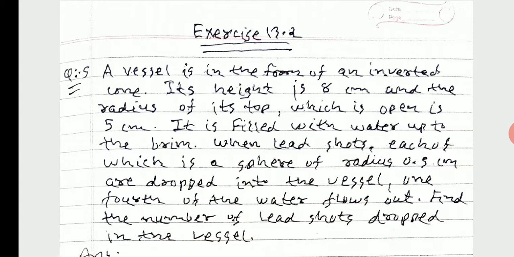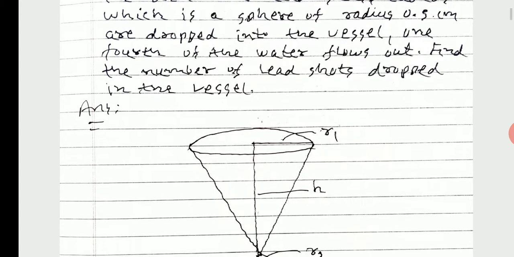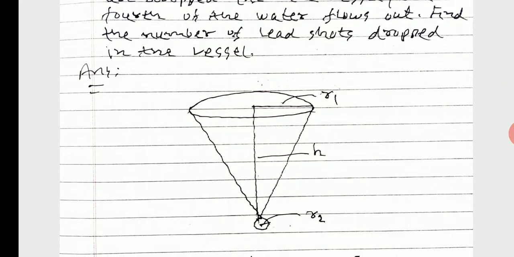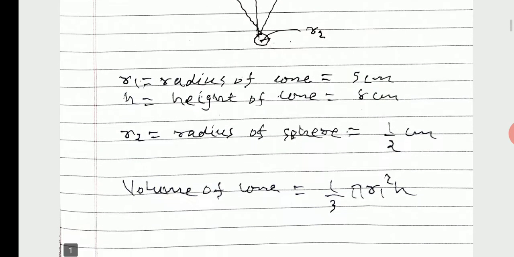When lead shots, each of which is a sphere of radius 0.5 centimeter, are dropped into the vessel and 1/4 of the water flows out, find the number of lead shots dropped in the vessel. Now, as shown in the figure, R1 is radius of cone, H is height of cone, and R2 is a radius of droplet which is in the form of sphere. R1 is 5 centimeter, H is 8 centimeter, R2 radius of sphere is 1/2 centimeter because it is given.